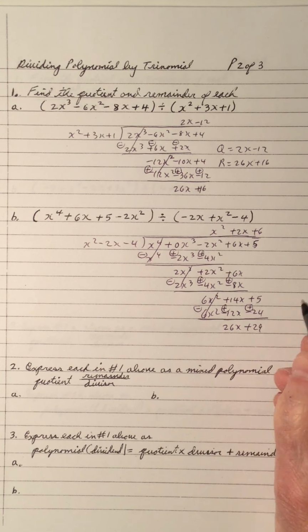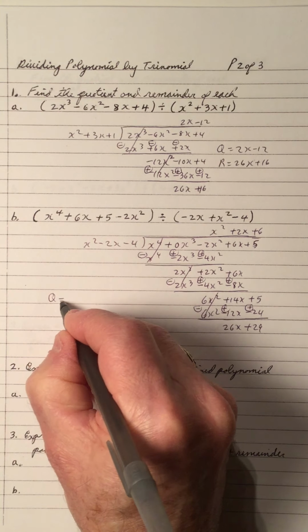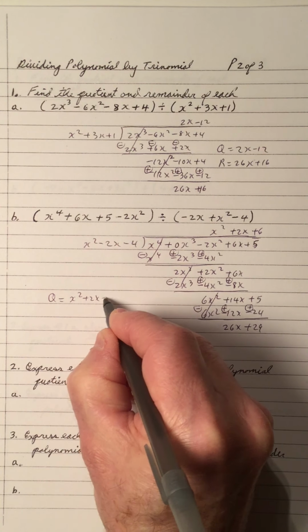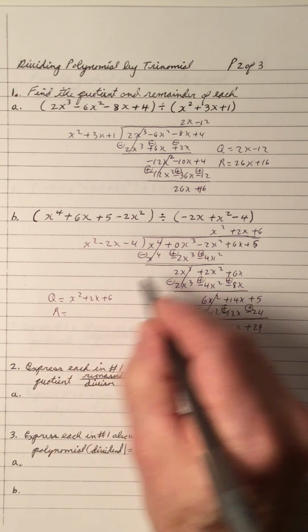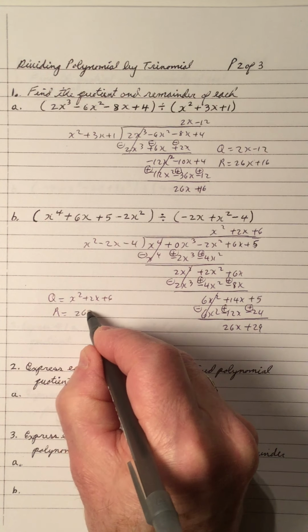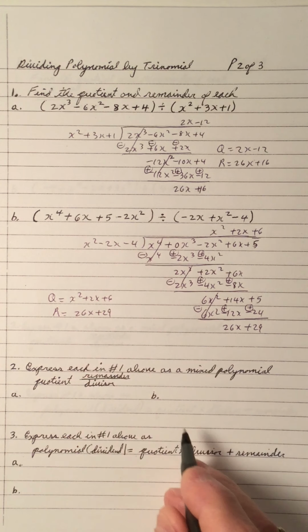And let's put it over here. The quotient is up on top, x squared plus 2x plus 6, which is right there. And my remainder is 26x plus 29.